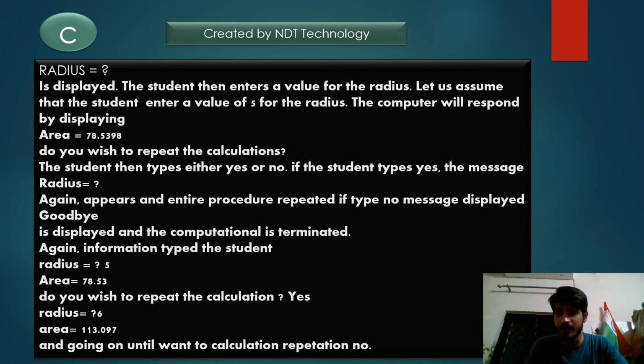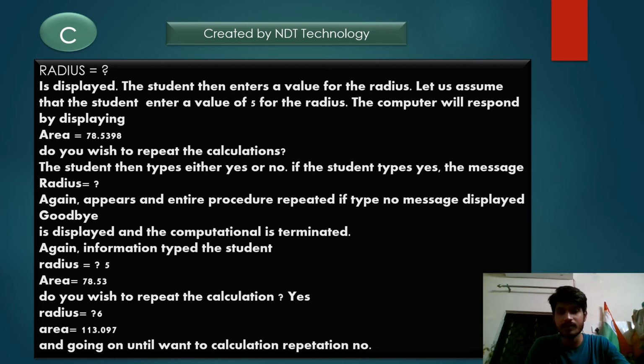Then again, the machine will be asking in interactive mode: do you wish to repeat the calculation? This is a question, again asking the question, and this is a complete program. While you are compiling, this mode will operate accordingly. The next question to the student is: do you wish to repeat the calculation? So the student then types either yes or no.